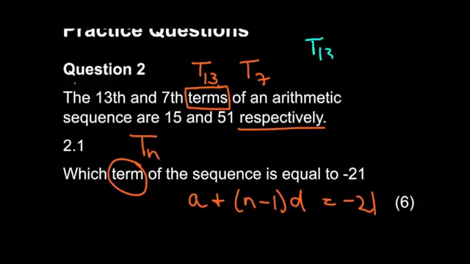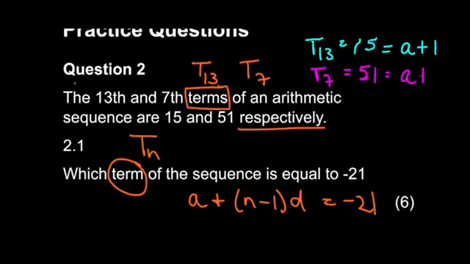If the 13th term is 15, then what is that translation? That is a plus 12d. And if the 7th term is 51, what is that translation? A plus 6d.